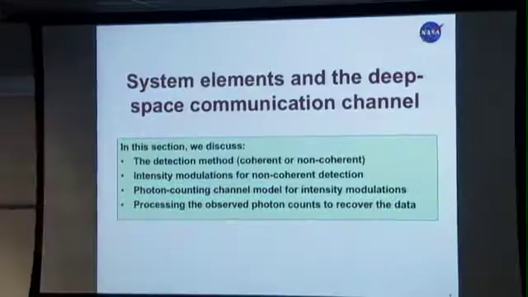OK, so back in that block diagram, one of the things that was very important was how do we detect the signal? And here's already a big branch. Do you do it coherently or non-coherently? I'm going to talk in this talk mostly about non-coherent detection because that's the best for energy efficiency, which we're most concerned with from space. For non-coherent detection, intensity modulations are fine, and that produces a photon counting channel model. And then given a channel model, how do we process the observed photon counts to recover the data? That's what I'm going to talk about in this section.